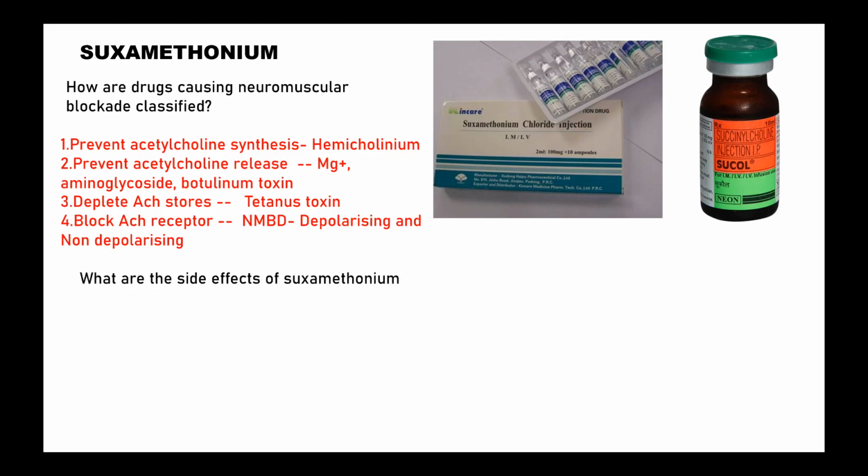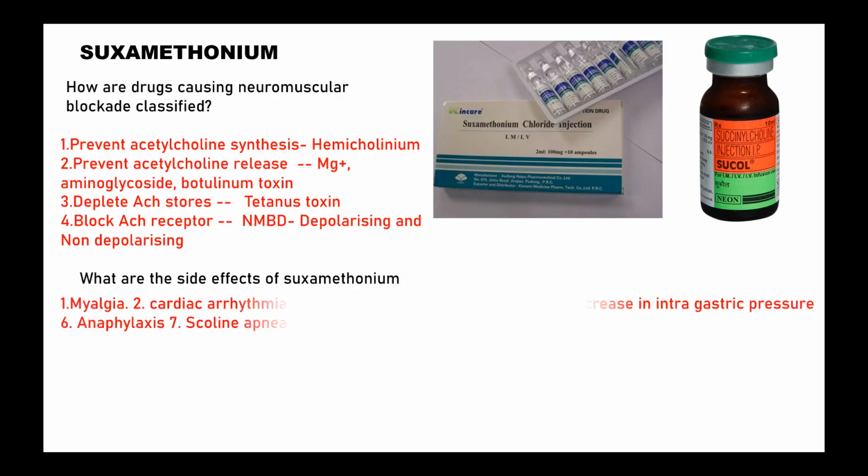What are the side effects of succinylcholine? Bradycardia. Hyperkalemia. Raised intraocular pressure, intragastric pressure, anaphylaxis, and increase in potassium value by 0.5 milliequivalent. So there are 8 side effects. Myalgia, which is the most common, cardiac arrhythmia, hyperkalemia, increase in IOP, increase in intragastric pressure, anaphylaxis, and others.